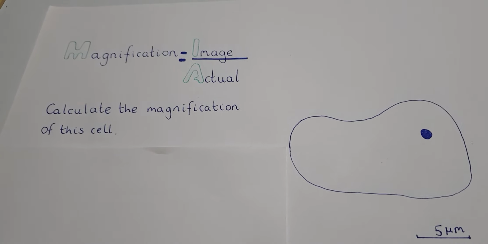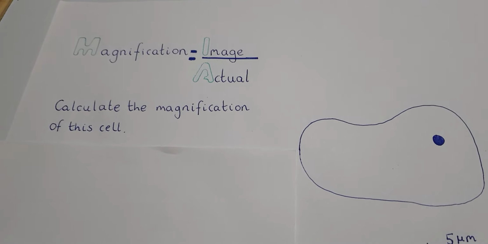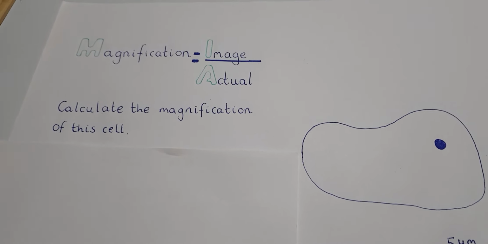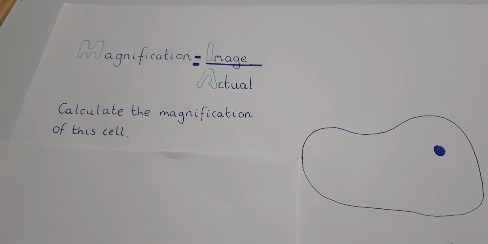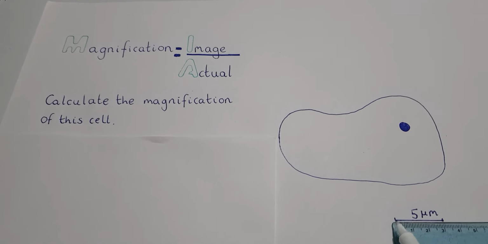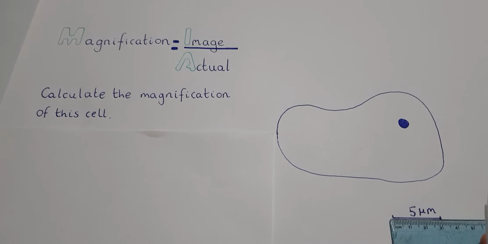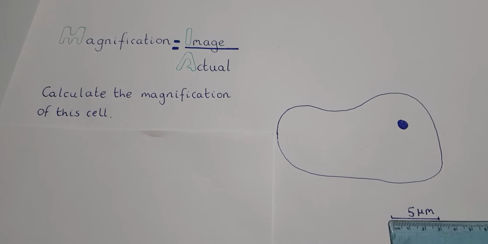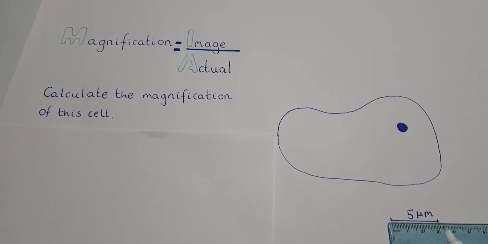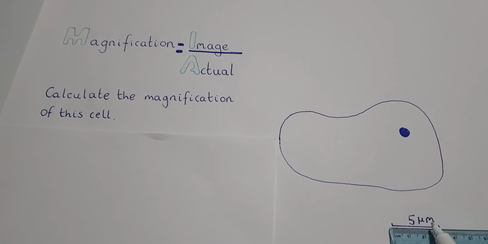So here we've got a cell diagram next to the scale bar, but you don't need to look at the diagram at all. We're just going to use the scale bar for this bit. So the image in this case is the length of the line for the scale bar, your image size. So here you've got a scale bar which is 30 millimeters long. So the image size of the scale bar is 30 millimeters long. And that represents 5 micrometers of actual size.